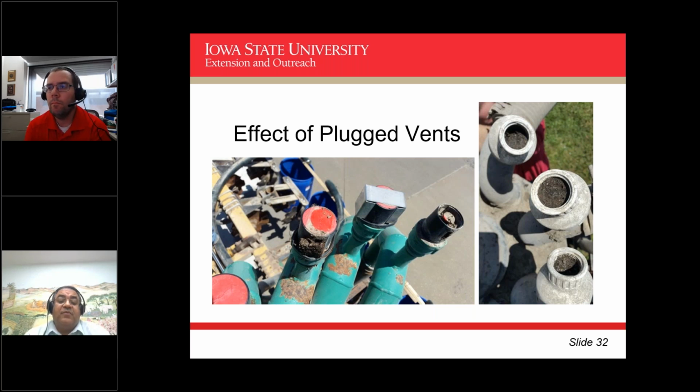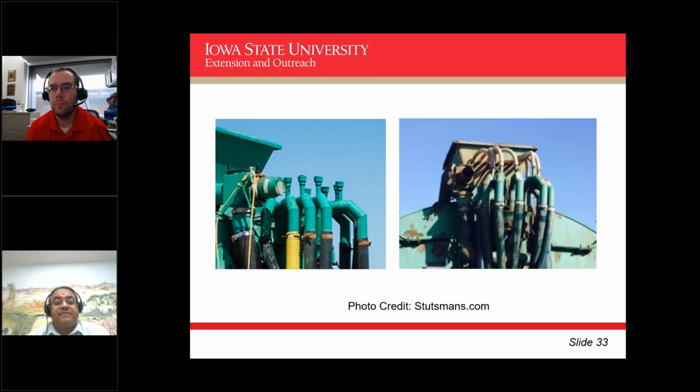This can lead to quite a bit of variability across the toolbar. Several times when we were testing our manifolds, we had to stop and actually go back and clean these vents out before we could run our tests. So that's a caution I want to put out for everybody to be watchful of.